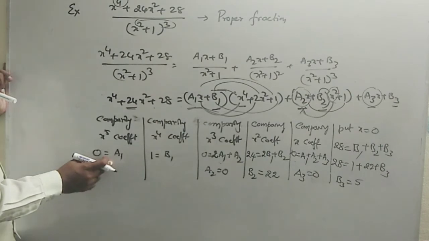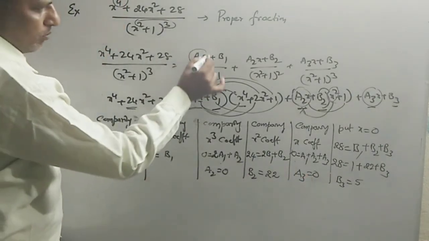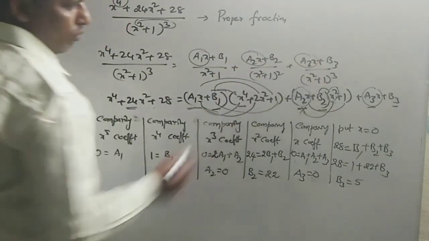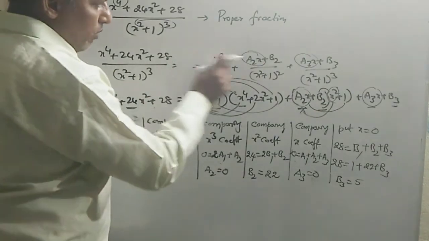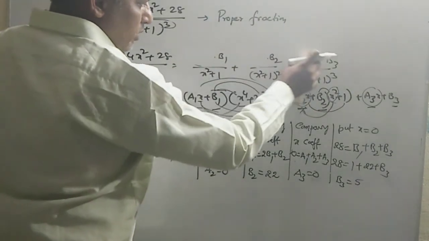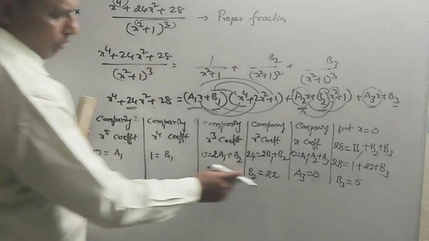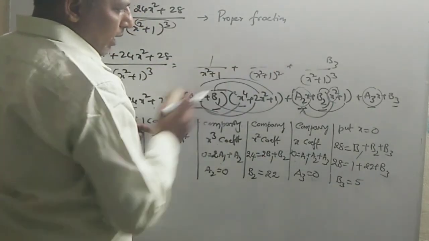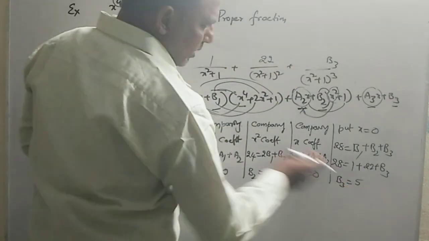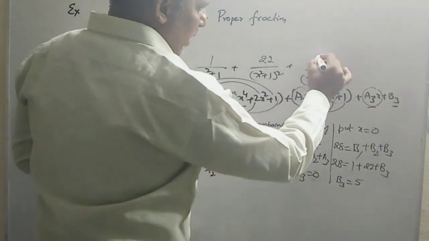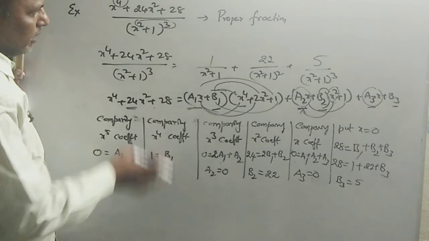So when you substitute a1 is equal to 0, a2 is equal to 0, a3 is equal to 0, these become 0. When you replace b1 with 1, it becomes 1 by x square plus 1. b2 with 22, it becomes 22 by x square plus 1 whole square. When you replace b3 with 5, this becomes 5 by x square plus 1 whole cube. Is it clear? This is of type 4.